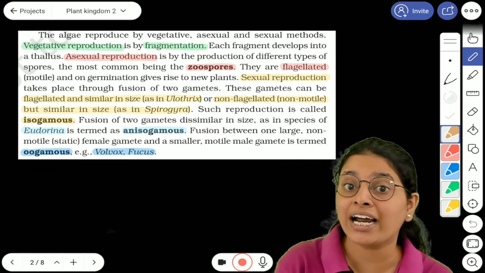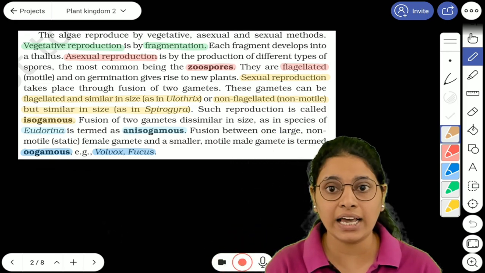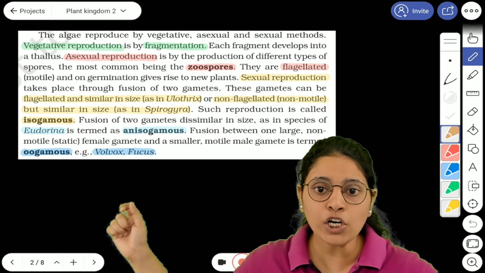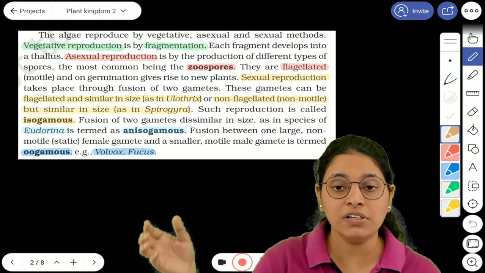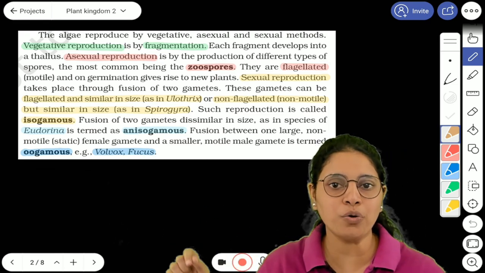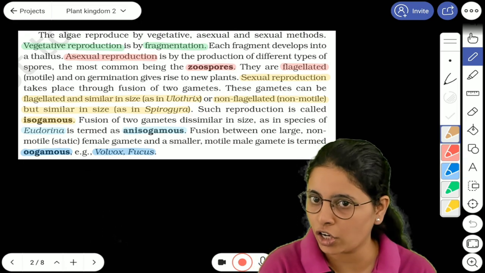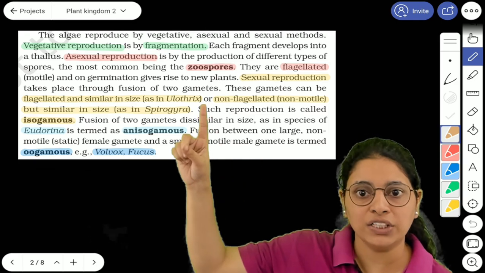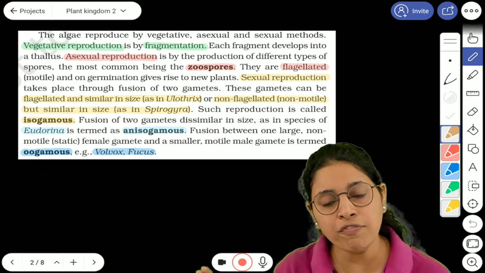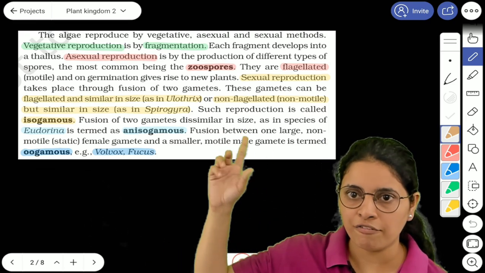So methods like fragmentation will be the vegetative method. So in case of algae like Spirogyra, which is very filamentous, right? So when the filaments grow very long, what happens is this filament will split into tiny fragments, and each split fragment will grow into a mature Spirogyra. So here any spore is not produced, any gamete is not produced. So this method will be vegetative reproduction. What is included in this? Fragmentation. So different species of different kinds of algae may reproduce vegetatively by fragmentation.